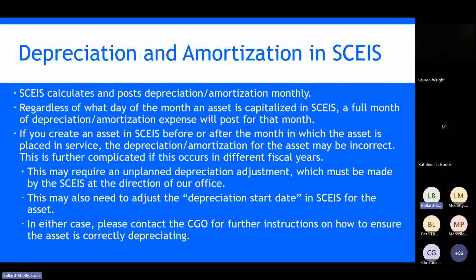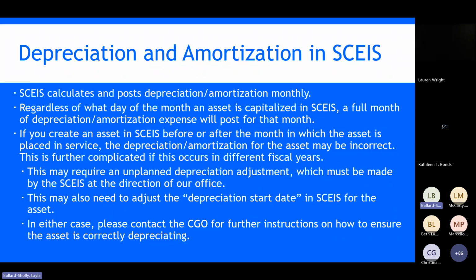But to give you a little more background, SKIS calculates and posts depreciation and amortization monthly. It only calls it depreciation in the system. And regardless of what day of the month an asset is capitalized in SKIS, it's going to get a full month of depreciation expense for that month. So if it's capitalized on June 1st or June 30th, it's still going to get the full depreciation expense for June.